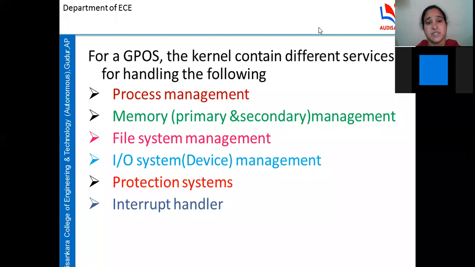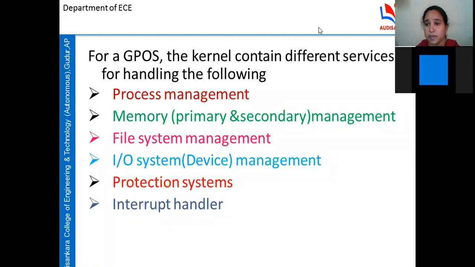For a general purpose operating system, the kernel contains different services for handling the following tasks. What are the tasks managed by the kernel of the general purpose operating system? We are going to discuss each one in detail. Process management, memory management. Memory has two parts, primary memory and secondary memory, which we can also consider as the program memory and data memory. We already discussed that.